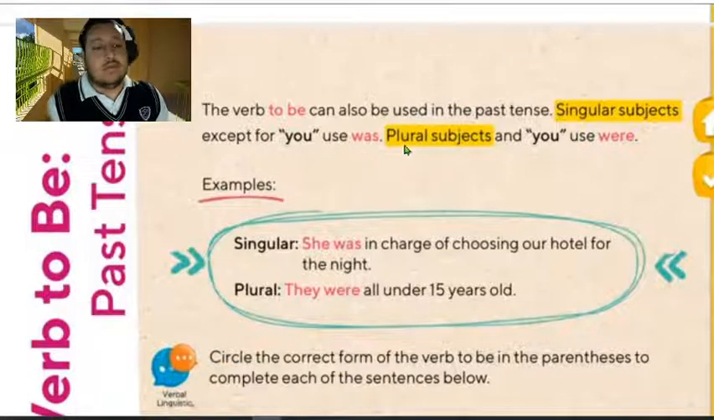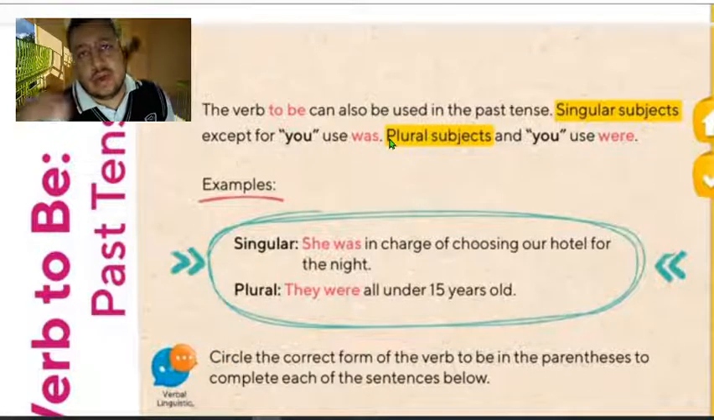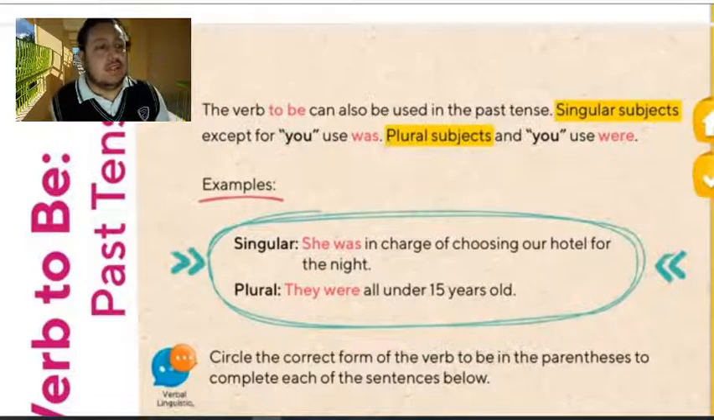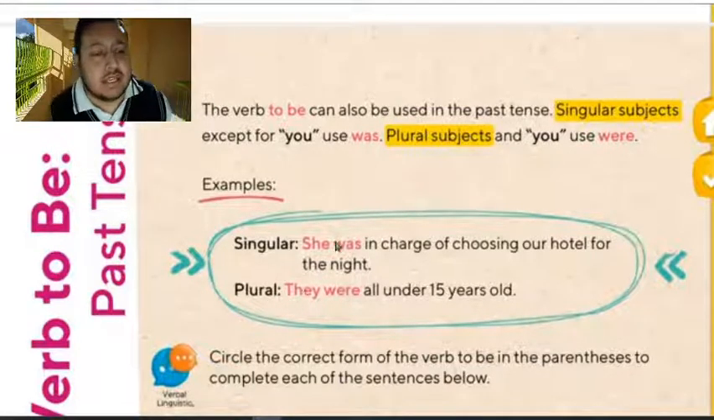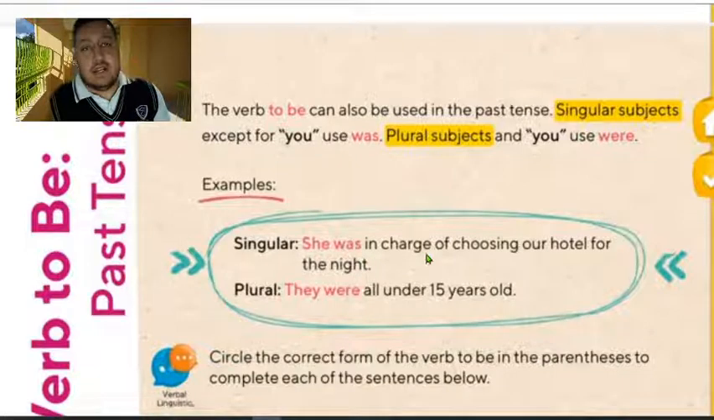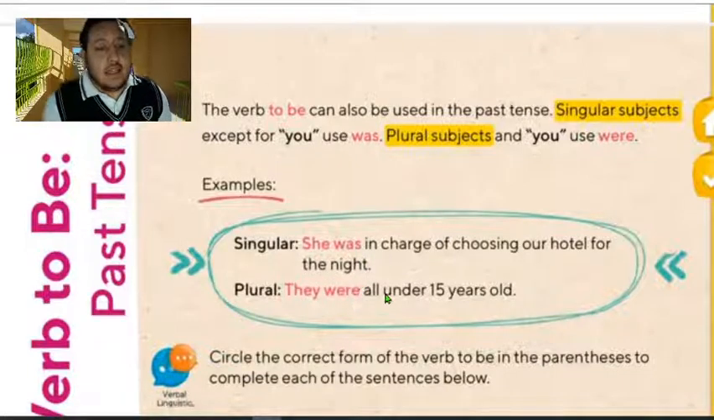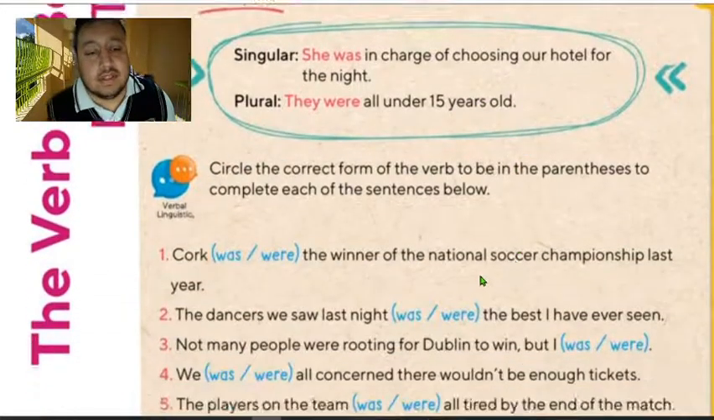Right, so this one I already told you. Eso fue la información que les dije que copiarlo de I was, you were, he was, she was. Pues eso sí que pueden copiarlo y pongan aquí en un espacio del libro. Examples, singular, she was in charge of choosing our hotel for the night. So she was, right? Ella estaba encargada. They were all under 15 years old. Todos tenían menos de 15, right? O estaban menos de 15 años de viejos.